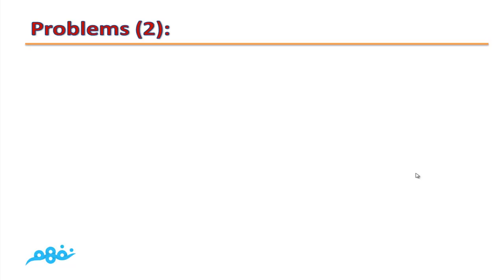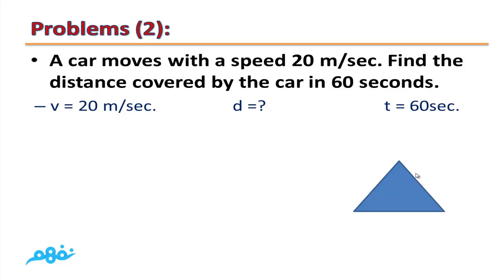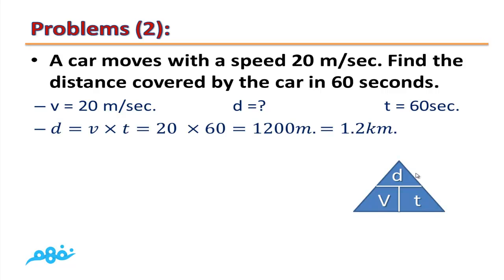Problem 2. A car moves with a speed of 20 meters per second. Find the distance covered by the car in 60 seconds. We will write down the givens first. Speed equals 20 meters per second. Distance is unknown. Time equals 60 seconds. We want to find distance, so from the magic triangle, distance equals speed times time equals 20 times 60 equals 1200 meters, or if we want to convert it into kilometers, it will be equal to 1.2 kilometers.